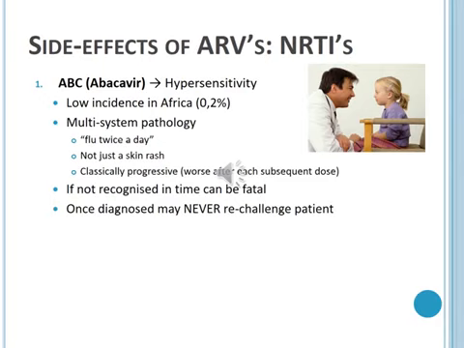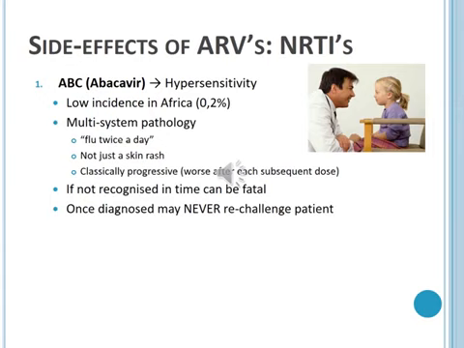Other than in, for instance, the USA, where the incidence is much higher, they have very few patients that are positive, and they've got lots of resources. They screen all patients by doing an HLA typing prior to starting them on abacavir. So even though you will not see this very often, you still need to be aware of the potential, as if it's not recognized, it can be fatal.